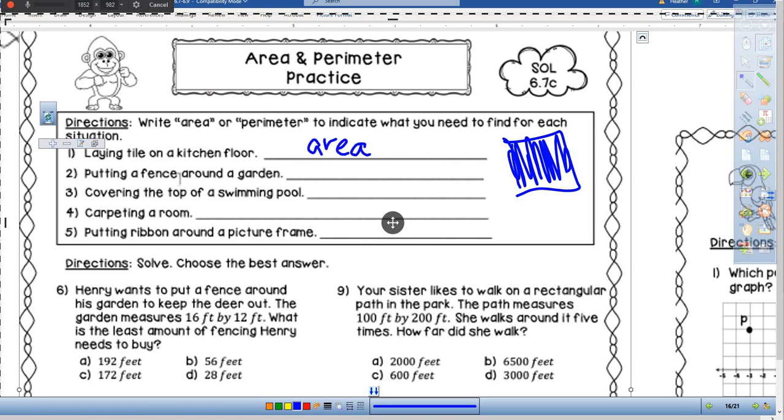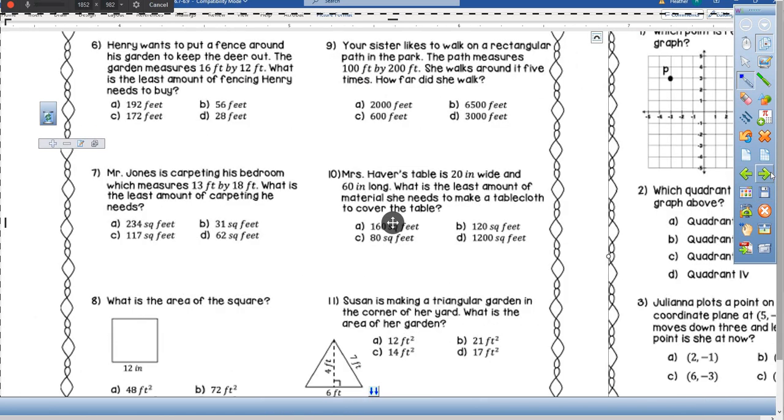All right, putting a fence around a garden. Well, if I'm putting a fence around a garden, that's going on the outside, right? That would be perimeter. So go through and read these and try to answer the questions. And then same thing for these. First, you want to decide, are you finding perimeter or area, and you have your formula sheet to use. All right. All of that is review.